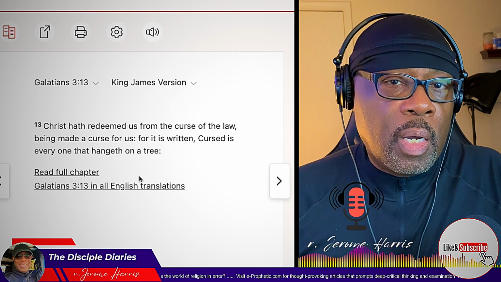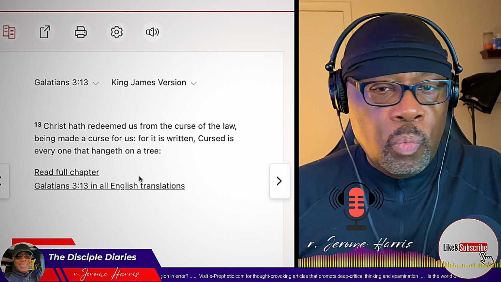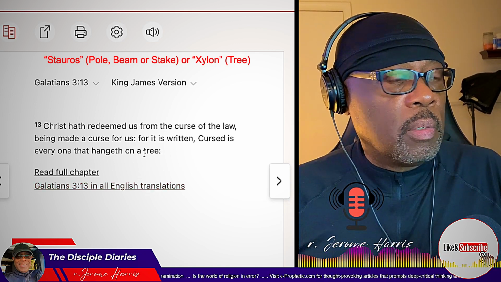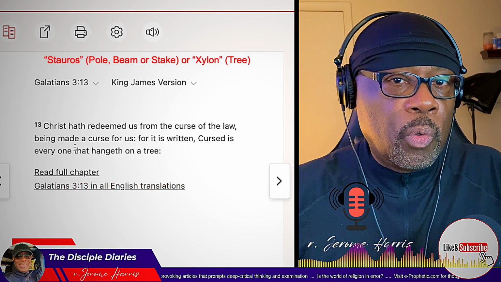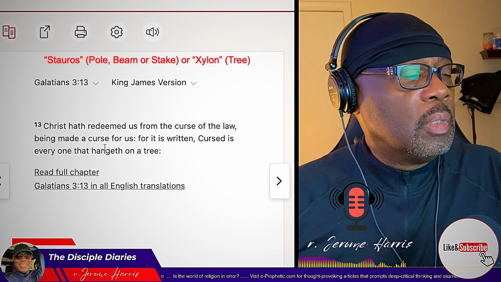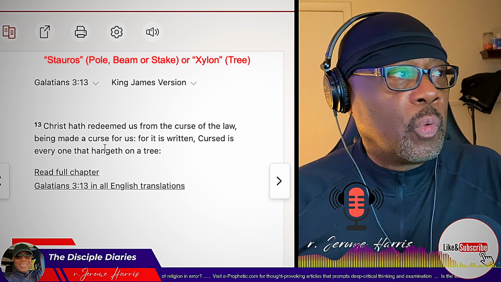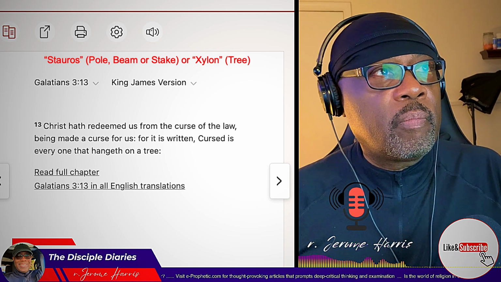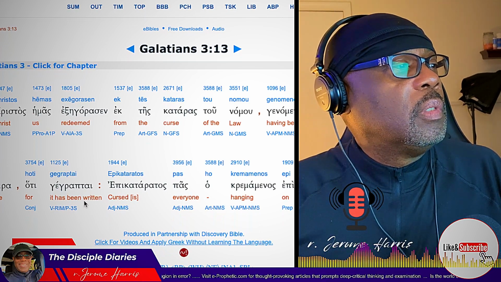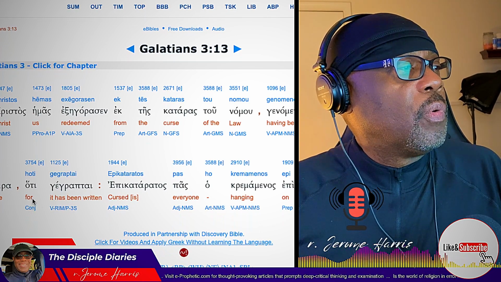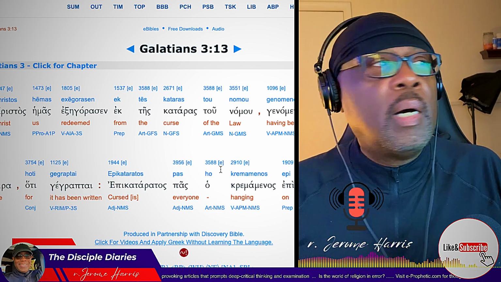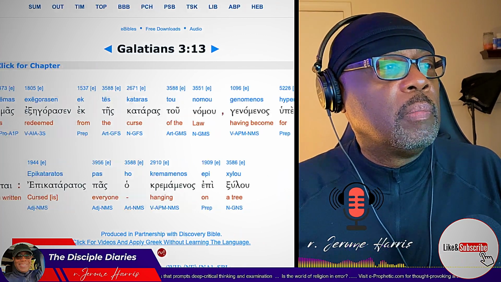Jesus hung on a tree. It wasn't a cross. It was a stauru. We will see this right here. Now also in the Greek, we'll see the word xylon, that Jesus hung on a xylon, that is a tree. So if you go to the Greek interlinear for Galatians chapter 3, verse 13, all right, see here, everyone, this is a curse, for it has been written, cursed everyone hanging on. Let me get this in frame.